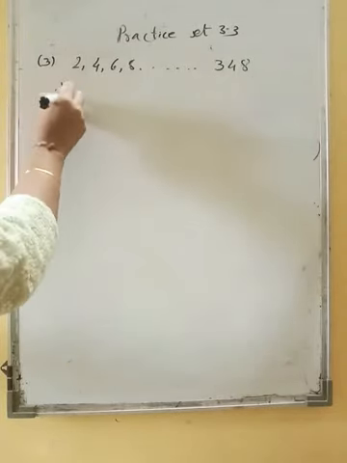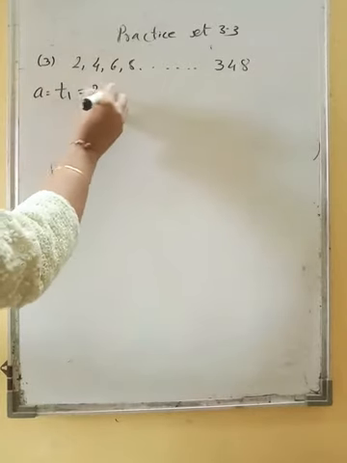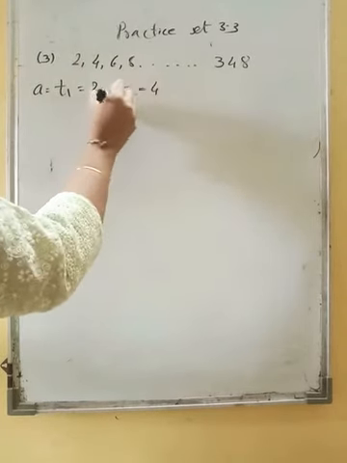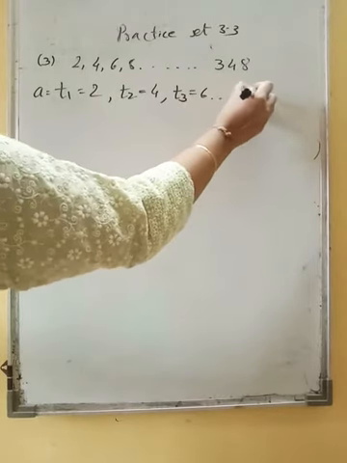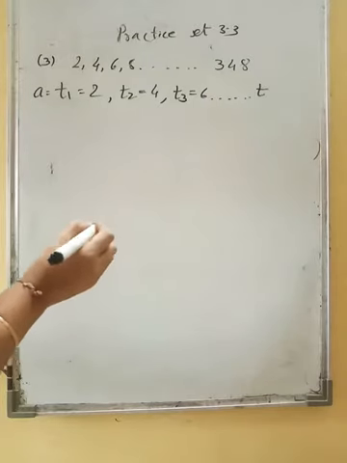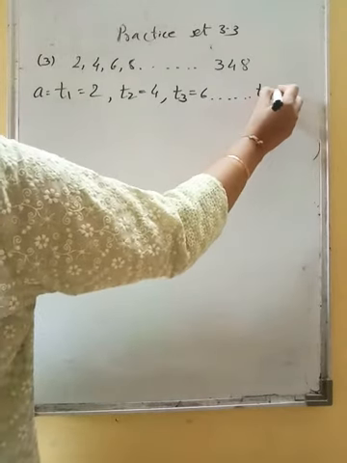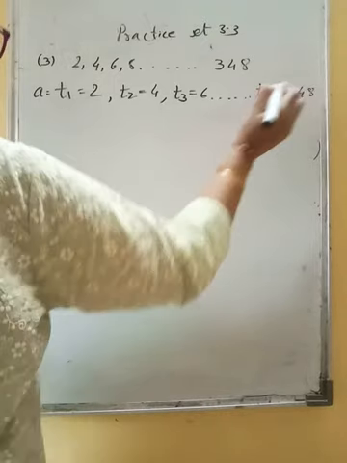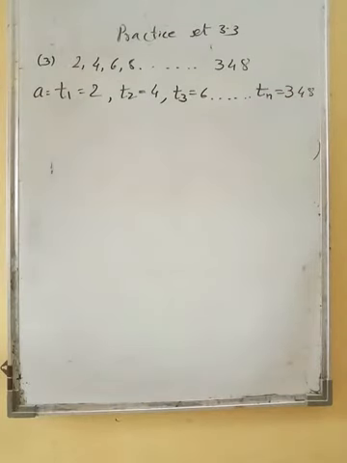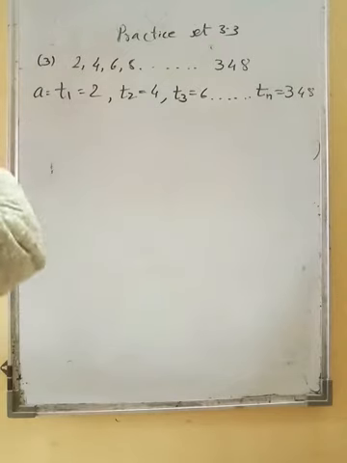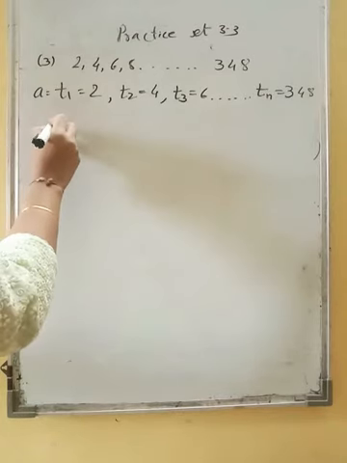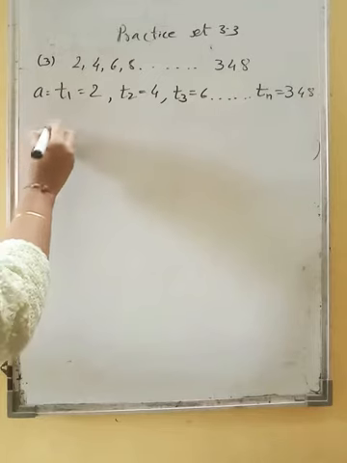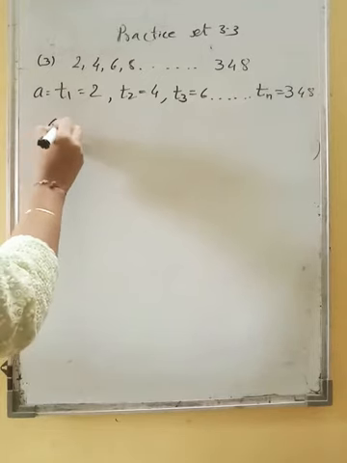So what will be your T1? That is A. It will be 2. T2 will be 4. T3 will be 6, and so on. I don't know which term this last one will be, but I will denote it Tn. Tn is equal to 348. So first let us find out n, then we will find out the sum. For finding Tn, we must know the common difference. So let's find that out also.